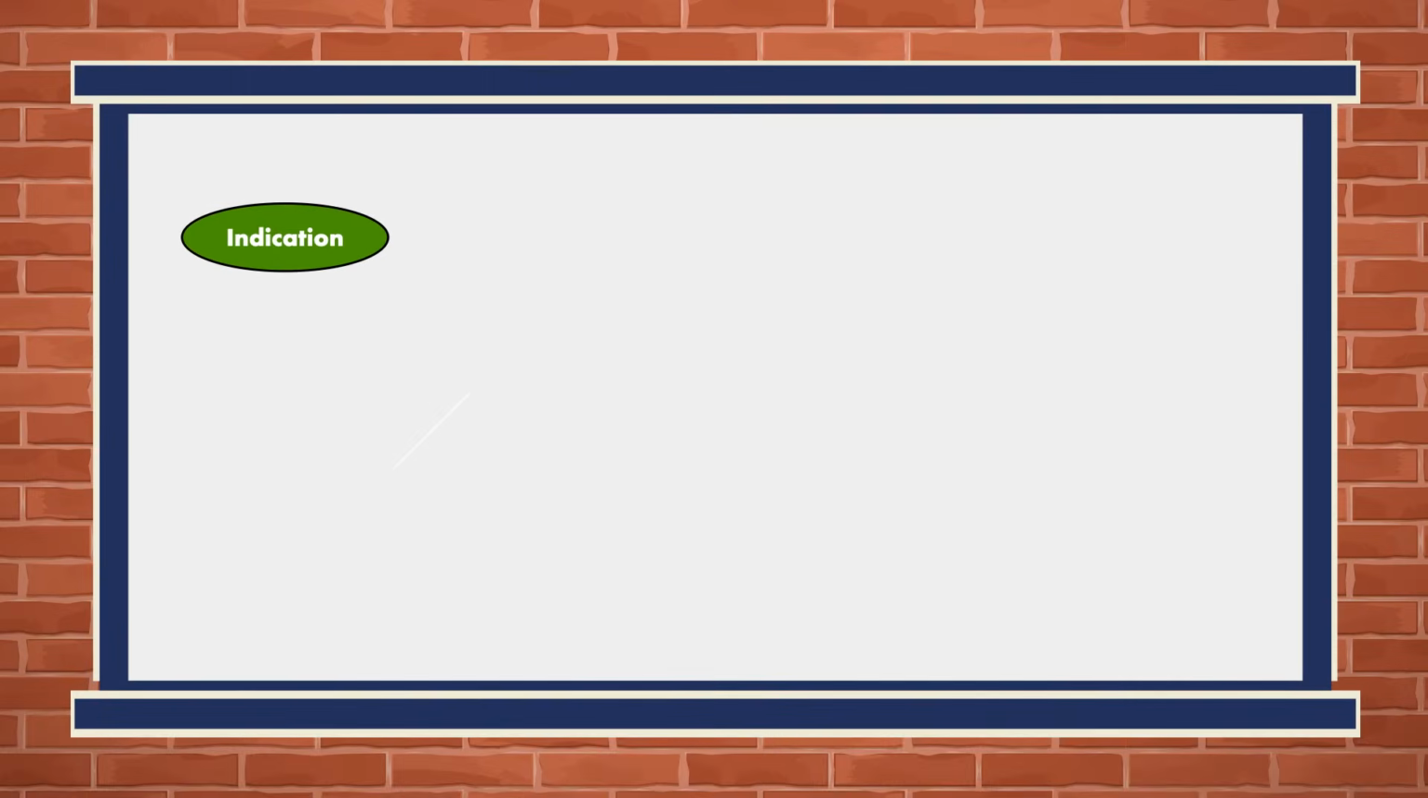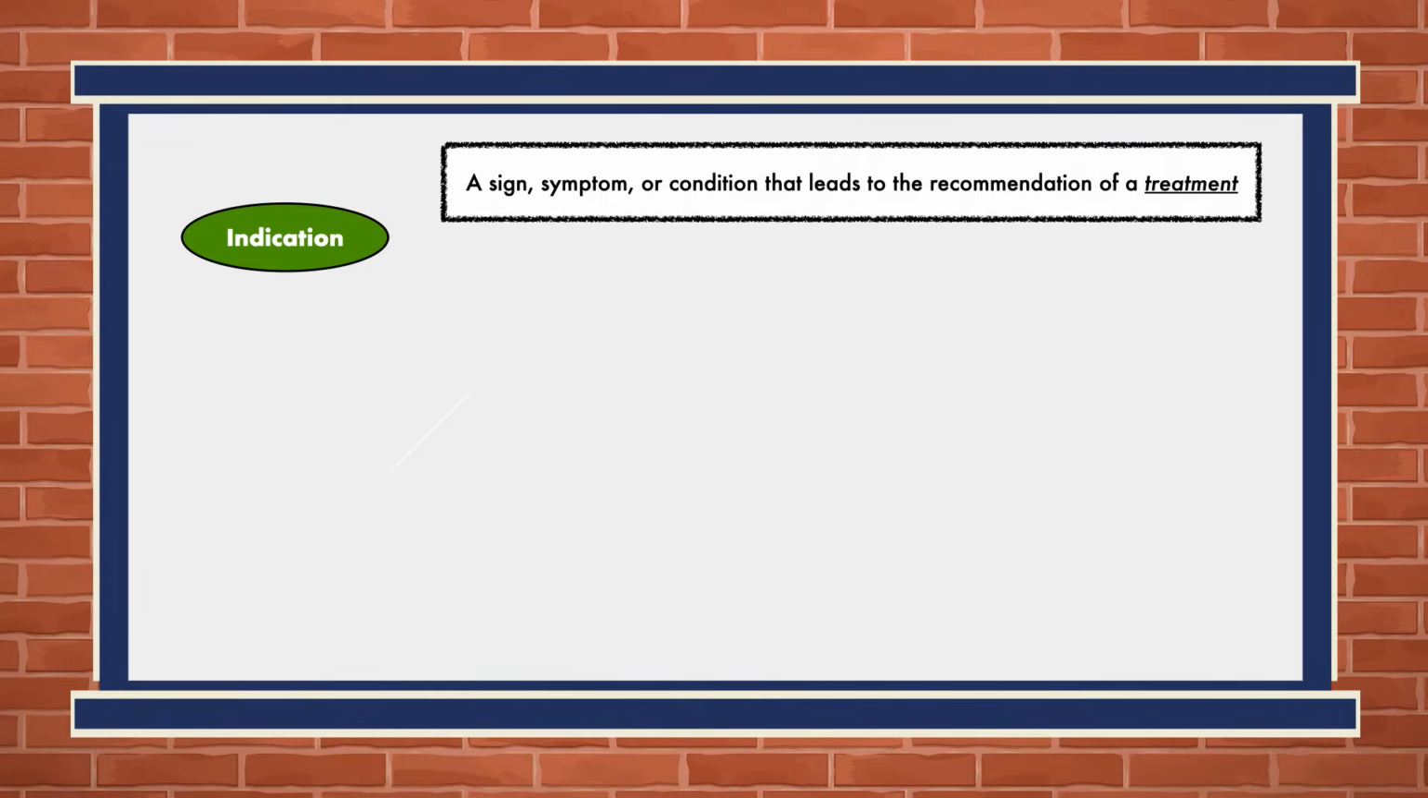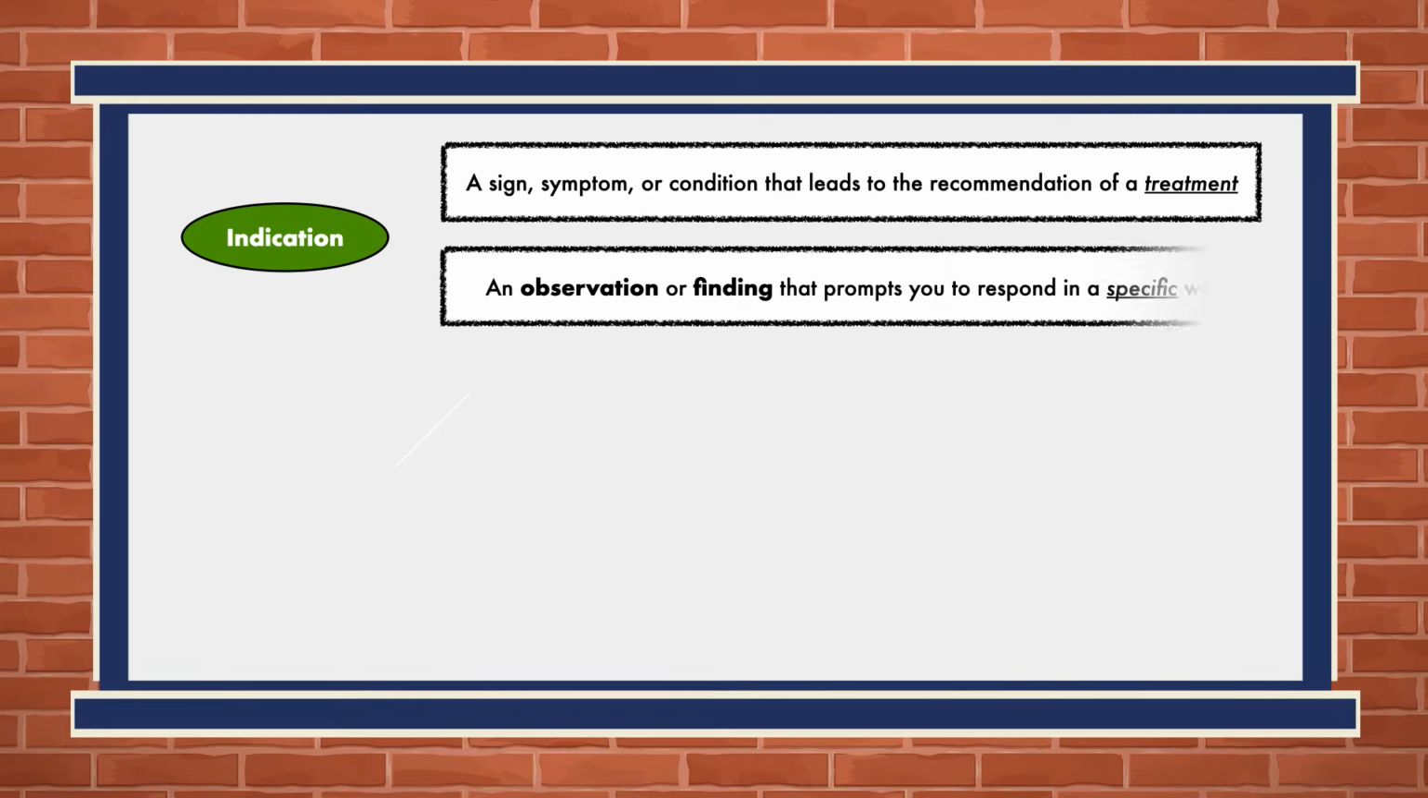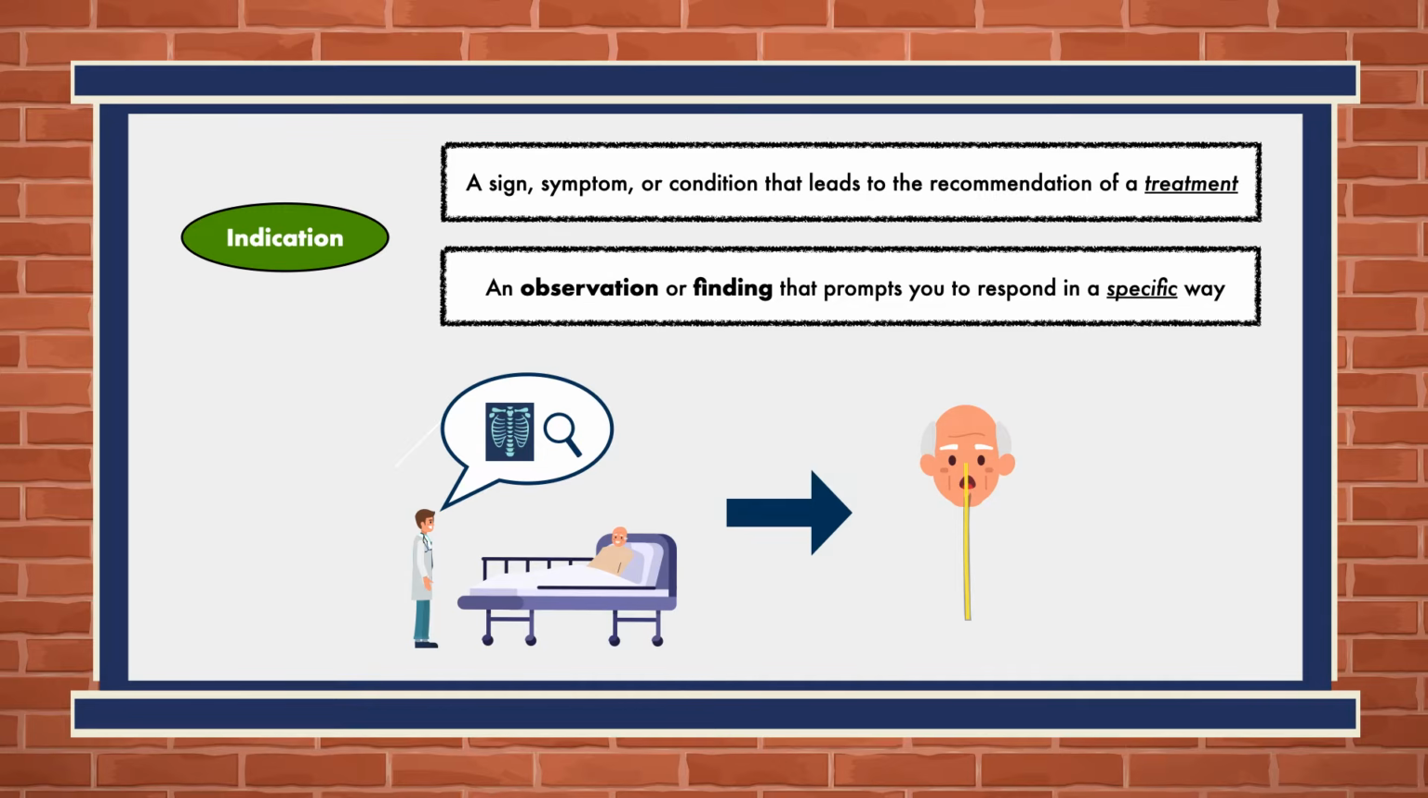Our second key term is indication or indications. An indication can be defined as a sign, symptom, or medical condition that leads to the recommendation of a treatment. In other words, an indication is an observation or finding that prompts you to respond in a specific way. When it comes to indications for enteral nutrition, we are talking about anything discovered during the assessment of the patient that leads us to recommend a feeding tube as a treatment.